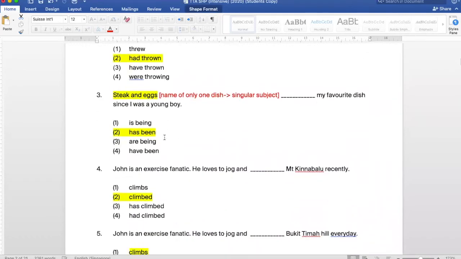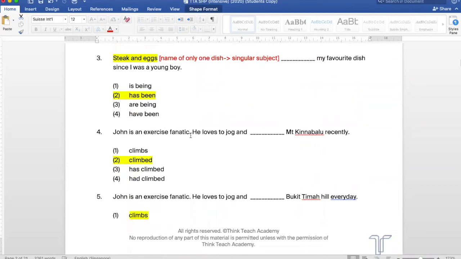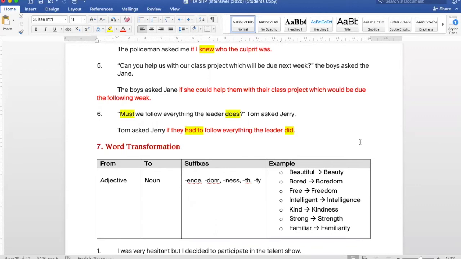Question 4. John is an exercise fanatic. He loves to jog and something Mount Kinabalu recently. Based on the time frame, recently indicates that this was sometime in the past. So here we would say he loves to jog and climb. Because this is to jog, you might think that this should be in base form. But because they said recently, you should use simple past tense. You should say climbed instead. So let's carry on.